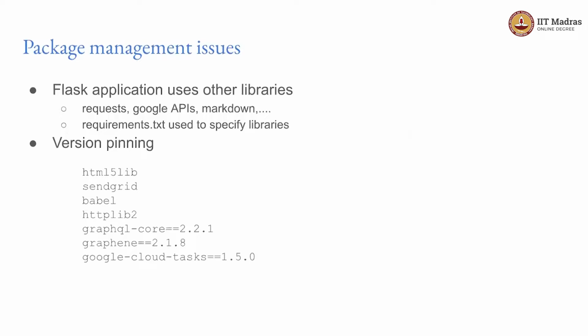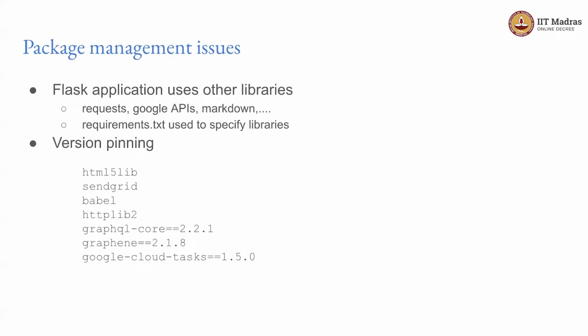Now, one of the first things that we need to keep in mind is related to package management, right? So now you have some degree of familiarity with developing Flask applications. And within those Flask applications, you would typically be using other libraries. It's quite possible that, for example, you have used the requests library. Depending on the application, you might try to use things like Google APIs, maybe for authentication or for access to data storage or various other things provided by Google. It might be something for rendering Markdown, okay? And the common way by which this is done is that we have something called a requirements.txt file, which specifies which libraries are being used by this particular Flask application.